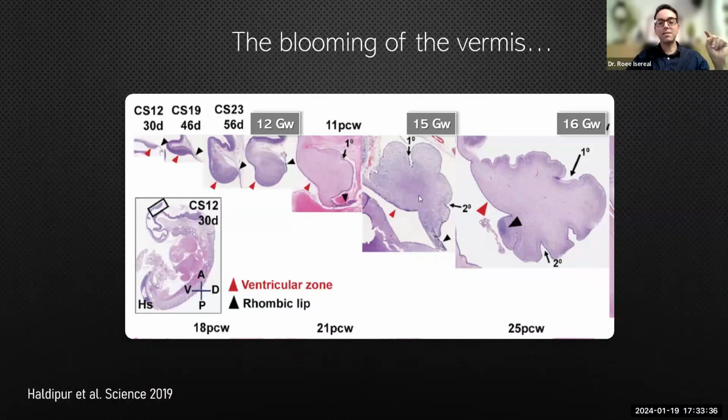This is a phenomenon that does not happen along the walls of the hemisphere, because the folia of the cerebellar hemisphere do not start to fold at 15 weeks as opposed to the early vermian fissures.